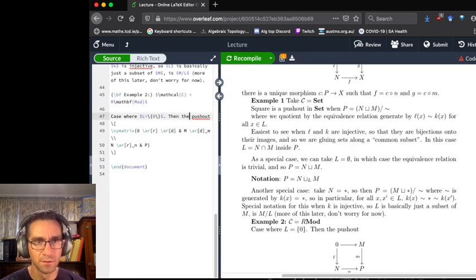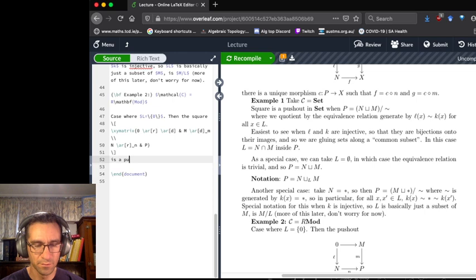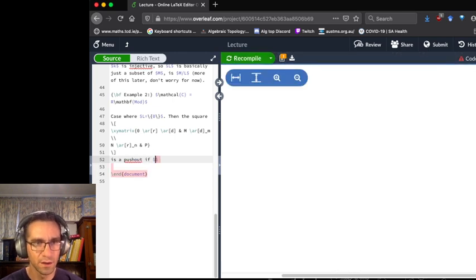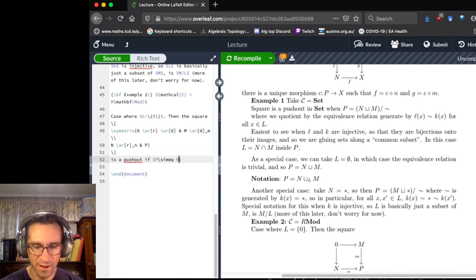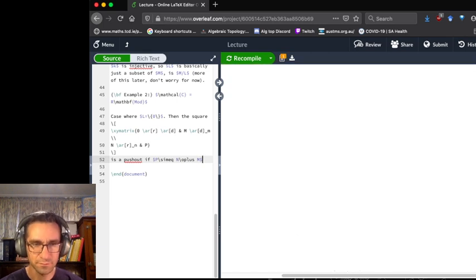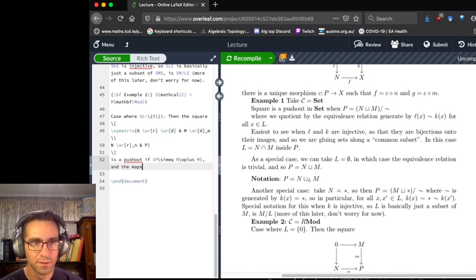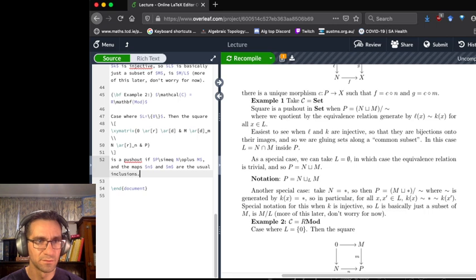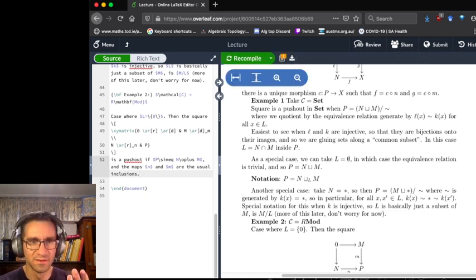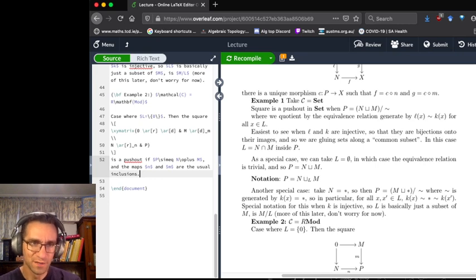Then the square is a pushout if M is isomorphic to M direct sum N, or vice versa. And the maps N and M are the usual inclusions. So the specific choices of maps in the square matter. Right, I could have some random linear maps N and M. I could take them to be the zero maps. This wouldn't be a pushout square. But it has to be the inclusions.